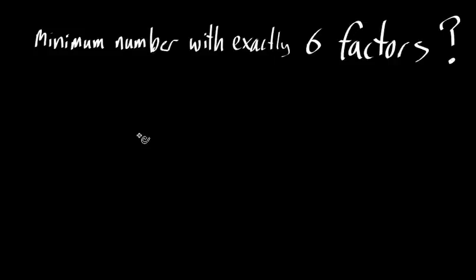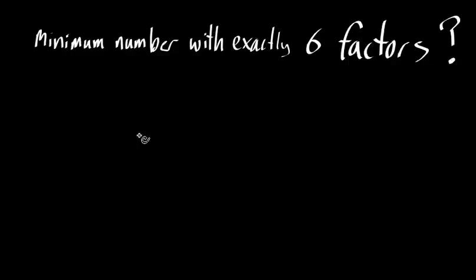Okay, so in this problem we're going to try and find the minimum number with an exact number of factors. In this particular case, we're going to be looking for the minimum number with exactly 6 factors, but this is a general property you can apply to any minimum number with an exact number of factors, and it comes down to depending on the fundamental theorem of arithmetic.